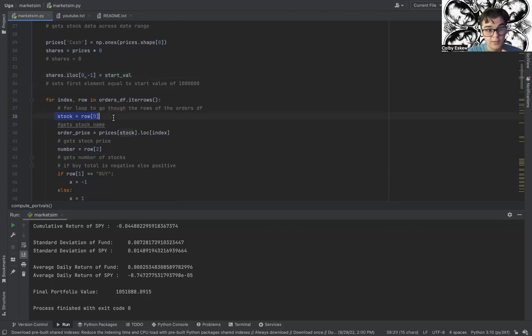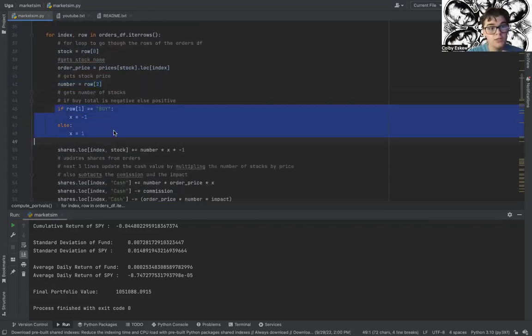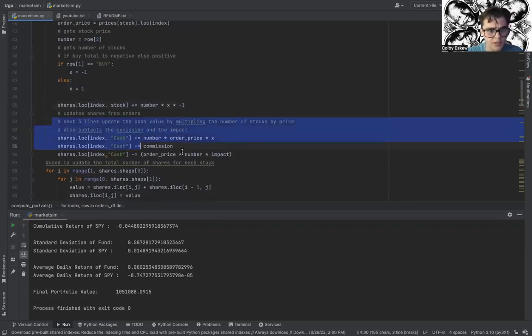frame. It gets the name of the stock, it gets the price for the stock, and it gets the number of stocks bought. Right here is an if statement that showcases if you're buying, then it'll subtract it because it's negative. You're losing cash. And then anything else, which the only other option is selling, then you're gaining cash, so it stays positive. This is used to update the shares from orders. And then these next 3 lines right here are used to update the cash values.